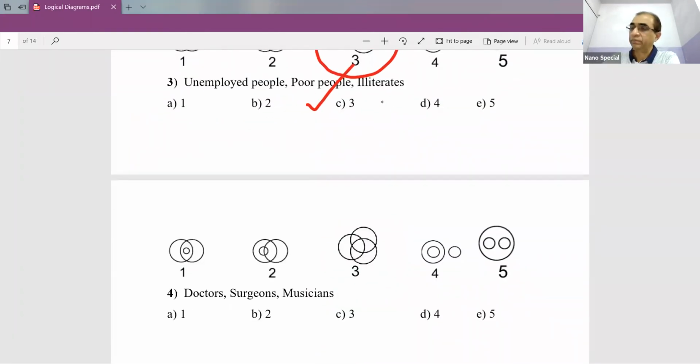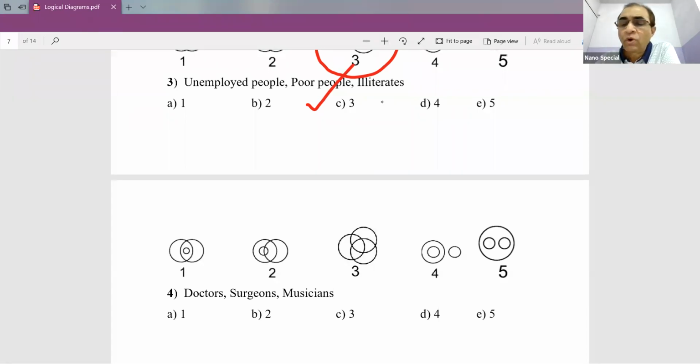Fourth one. What is the answer? This is very simple and straightforward. Yes, Shreya, good. Yeah, Yashwant, Rishita, very nice. Okay, no big deal here.